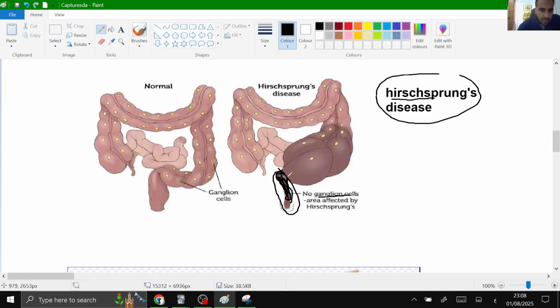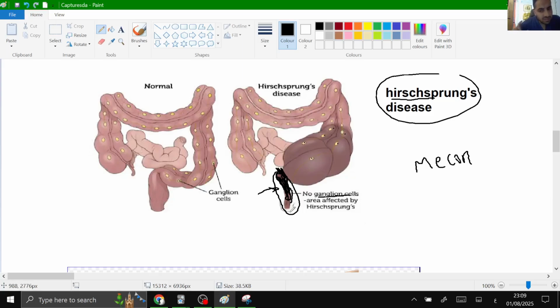That's why the symptoms occur. Because this happens genetically, the baby is born with this condition, so the meconium, which is the first stool, cannot pass through the rectum because it's blocked. It cannot relax. It's always in the contracted state. So the stool will collect just above the area where it's contracted, the area that does not have any ganglion cells. It collects just above it in the normal area.